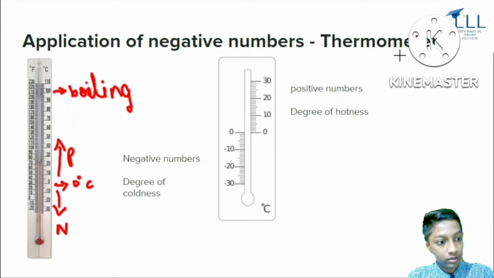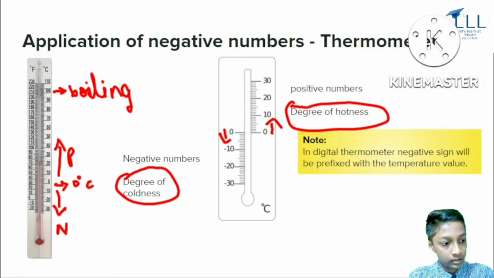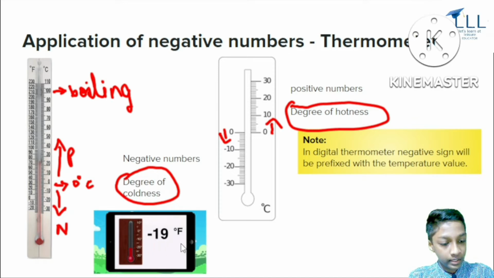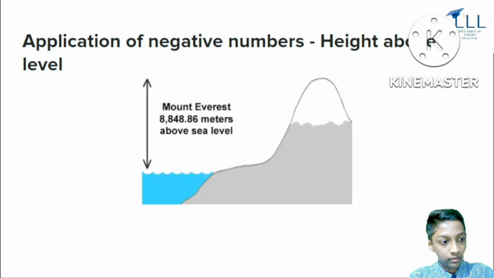As you can see, positive numbers are used to represent the degree of hotness above the freezing point of water, and negative numbers are used to represent the degree of coldness below 0 degrees, that is the freezing point of water. In a digital thermometer, a negative sign will be prefixed to the temperature value, like -19 degrees Fahrenheit.